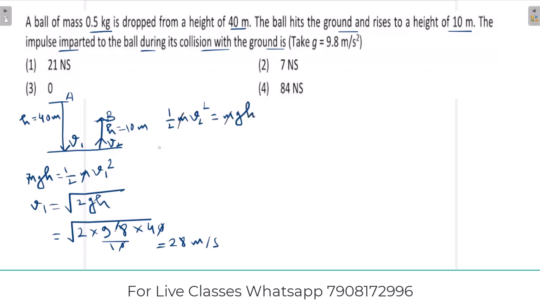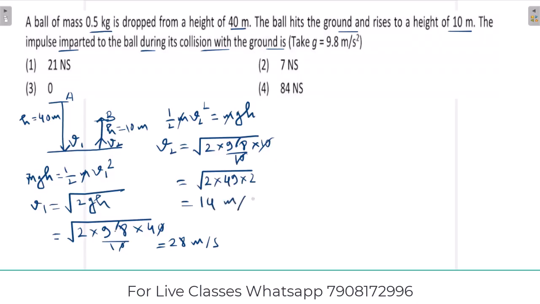So m cancels, again v2 is equal to root over twice gh. So root over twice g, which is 9.8, and h is 10. So this is 98 by 10. So this becomes 2 into 98, that is 49 into 2. So root over 49 is 7 and 2 into 2 is 4. So 14 meter per second. So v2 is 14 meter per second.